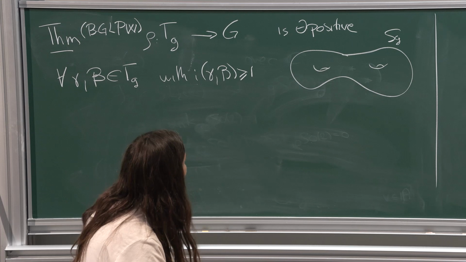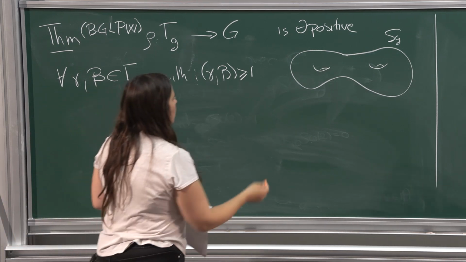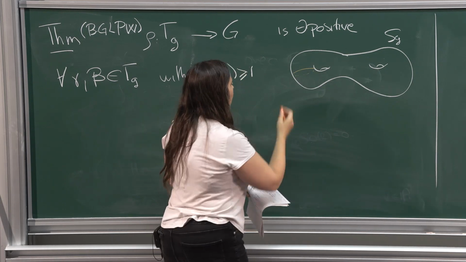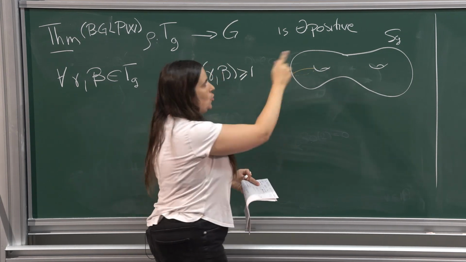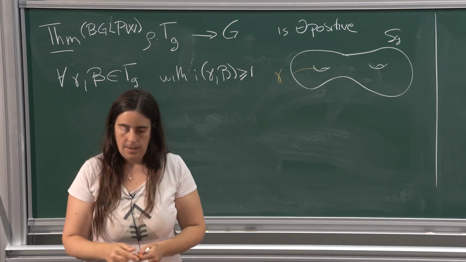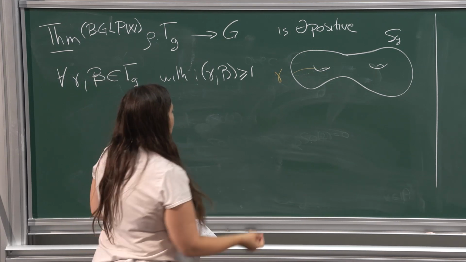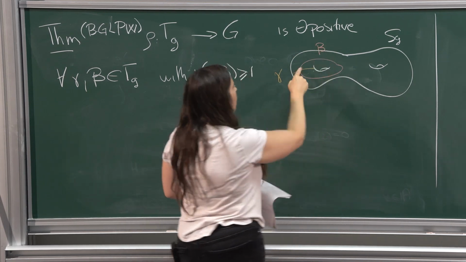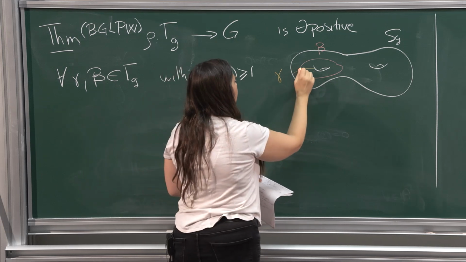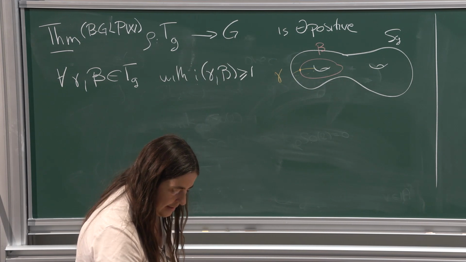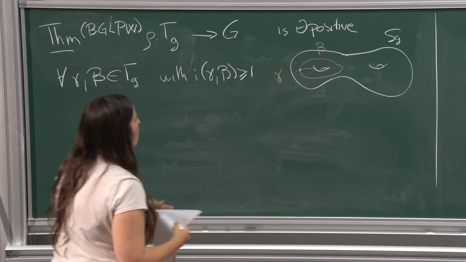So I stress that this is a topological assumption. This means that I have one curve, maybe this one, and this is gamma. I choose any geodesic in any hyperbolic metric representing gamma, and any geodesic in any hyperbolic metric representing beta, and I want that they intersect. And I'm stressing that this really is a topological property.